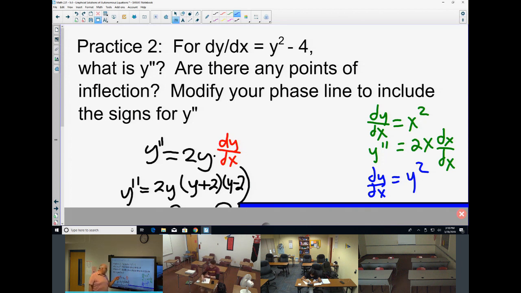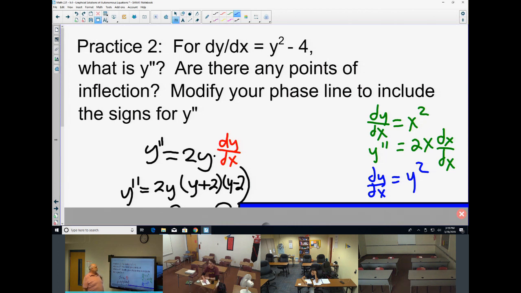So then how did I go from here to here? You plugged in what it gave you for dy/dx. That's right. So dy/dx is y squared minus 4, or (y plus 2)(y minus 2). And so now when I graph my phase line, I'm going to have 3 points. So what are the zeros here? -2, +2, and then 0.